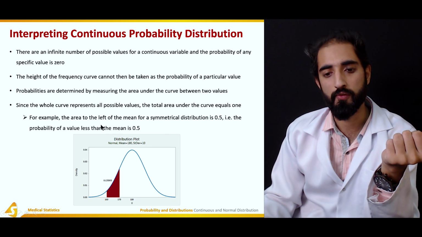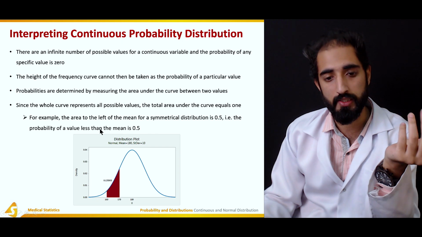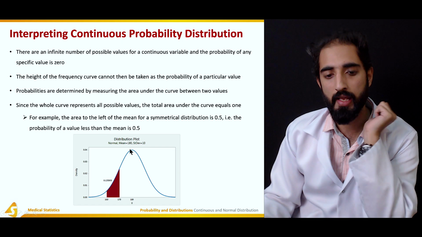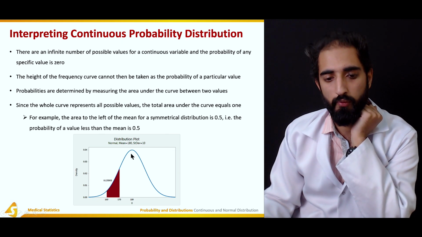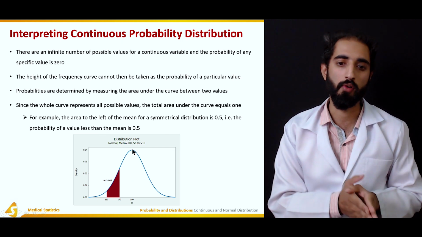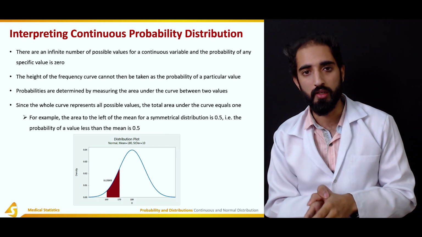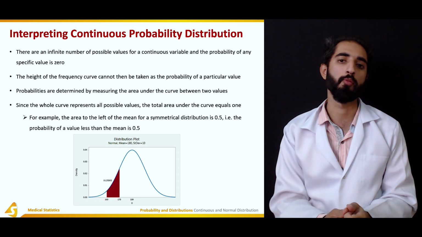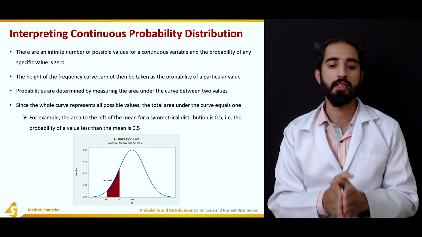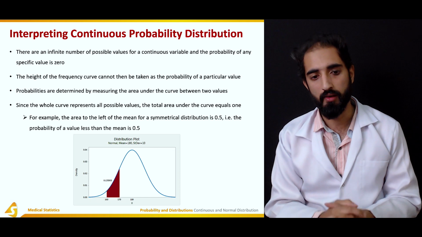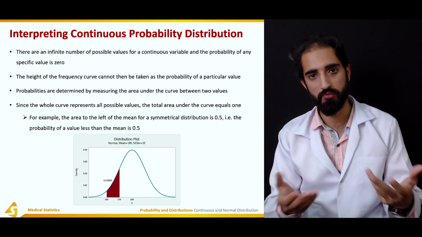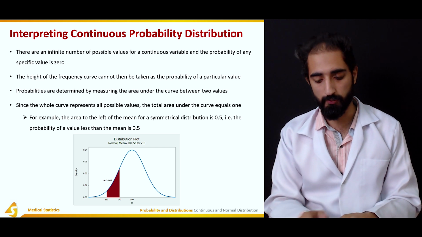So the area to the left of the mean for a symmetrical distribution, or the probability of a value less than the mean, would be 0.5, because the area on the left-hand side of the mean is half of the curve, or half of the probability in a continuous probability distribution. That gives us a 50% probability, or 0.5, for that specific event, the probability of a value less than the mean.